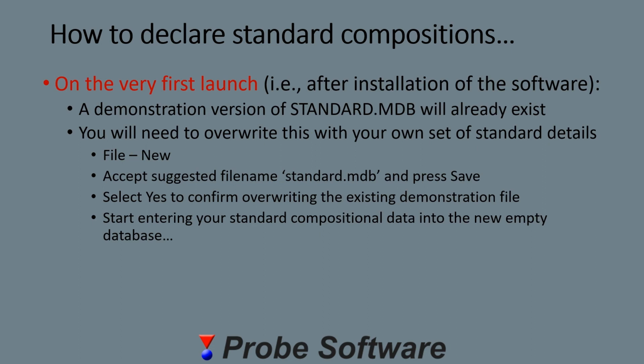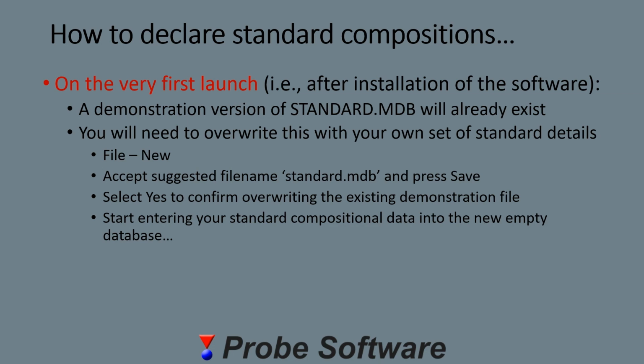The very first time you launch standard.exe, there will already be some standards declared. This is demonstration data which is used for training purposes and also for people to test the software. You will need to overwrite this with your own set of standard details because obviously it won't match your own standards. To do this, you go to File, New, and you accept the suggested file name standard.mdb and press Save, and then select Yes to confirm overwriting the existing demonstration file. And then you can start entering your standard compositional data into the new empty database.